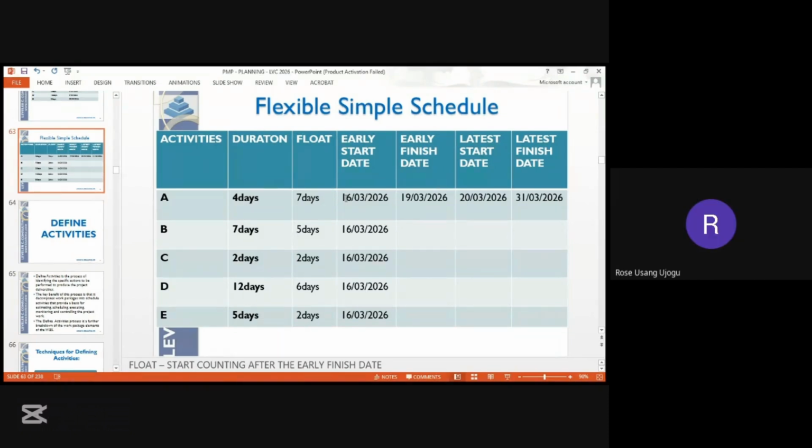Yes. So the schedule says we have a float of 7 days. Now, this is where we made the mistake. Our float starts counting from the next day, the 20th.